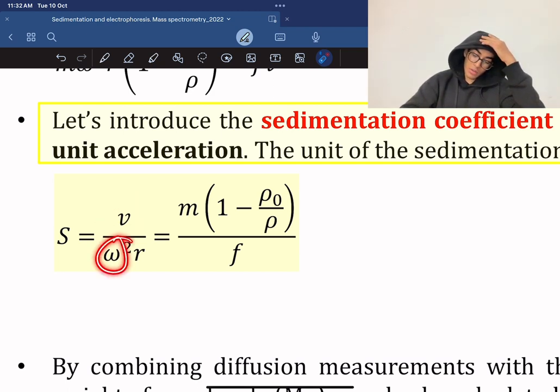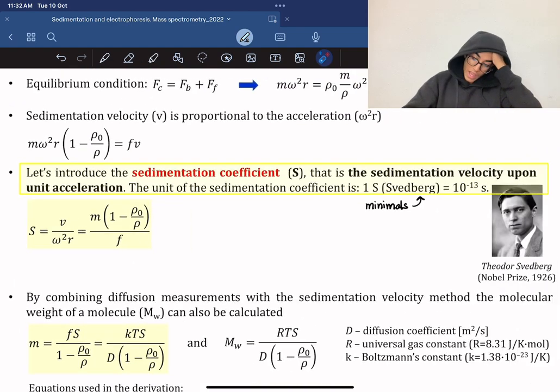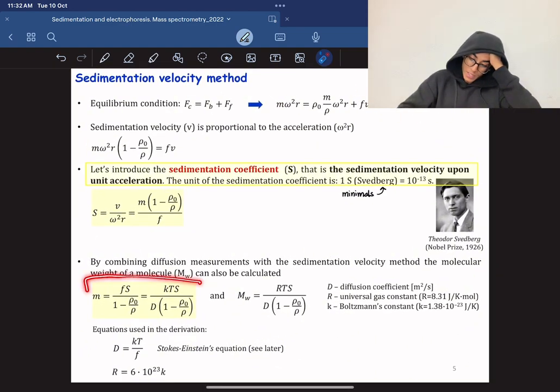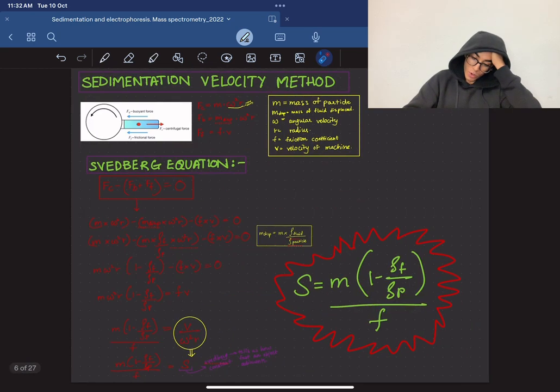Velocity, angular momentum, radius, angular velocity, momentum, radius, mass, friction, density. Density of the buffer, density of the object. Learn that. And then later on, this is important, but we're going to have to combine this with another method. Okay, so that's that over here.